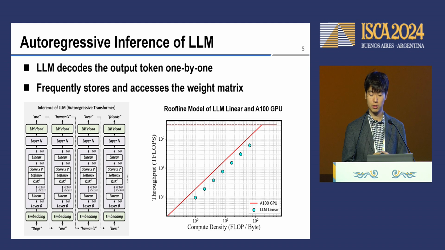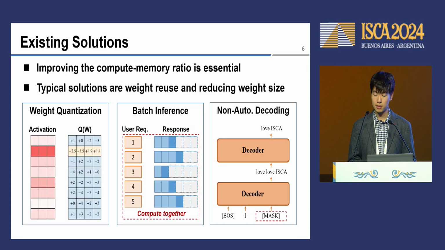And this chart on the right shows the roofline model of a typical LLM like Llama on the A100 GPU. The compute density of an LLM is 0.5 or 1 flops per byte, since it computes 1 token at a time. It works in the memory limitation region of the A100 GPU, which means the throughput of the GPU is limited by the memory access, and the computation unit is not fully utilized. Based on the previous analysis, we can conclude that improving the compute-memory ratio is essential to LLM efficiency.